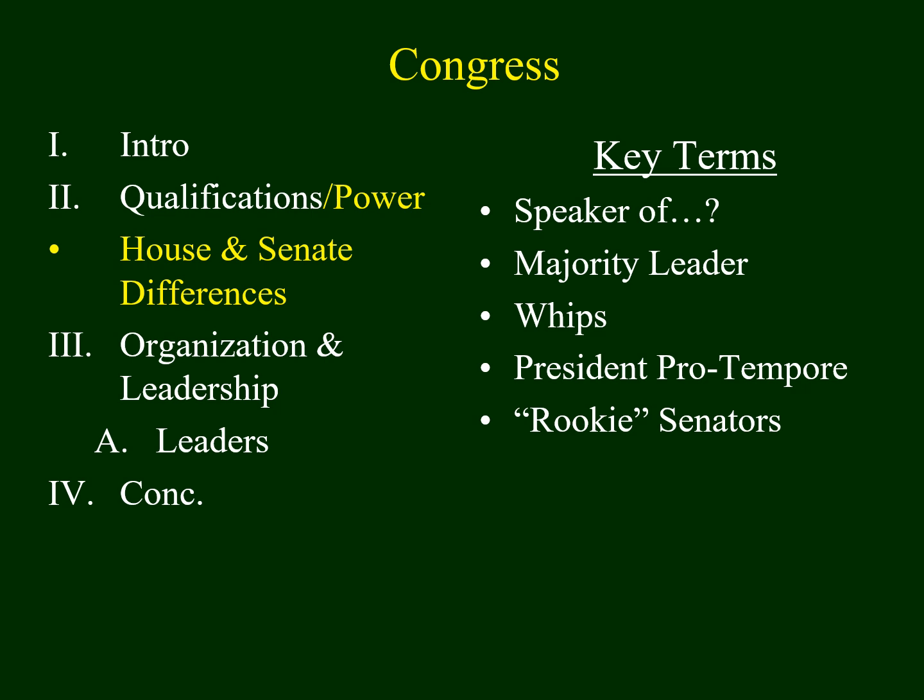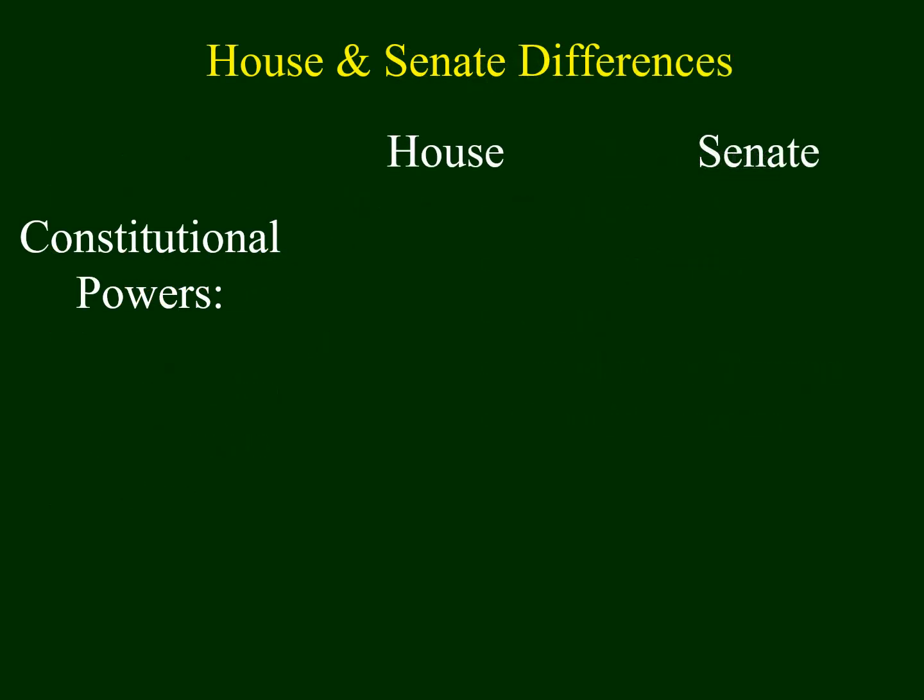Next, I'd like to explore the constitutional powers of the House and the Senate. The Constitution gives special powers to each chamber. In many ways, the House of Representatives has the authority to initiate several things. First of all, the House of Representatives initiates all tax bills. Every single time there's a tax increase or tax cut, that bill must start in the House.